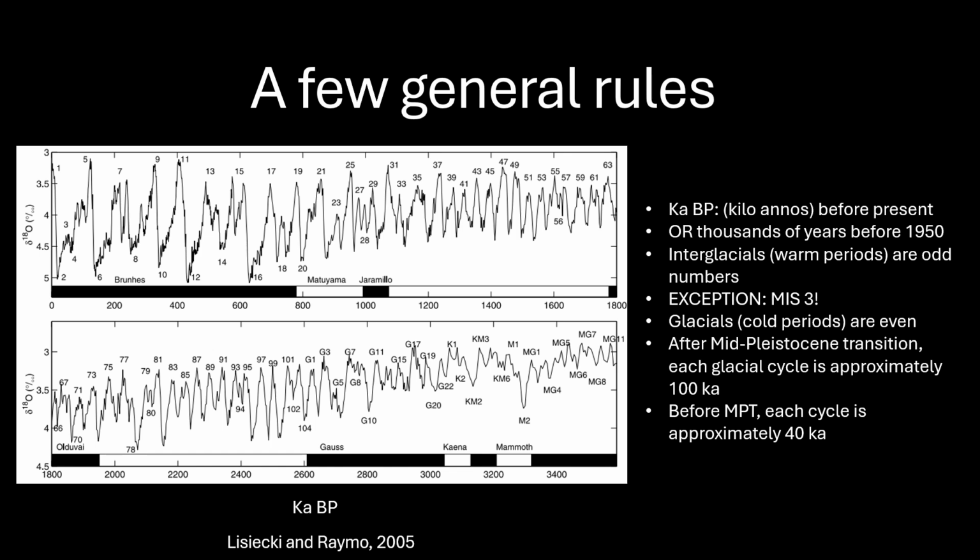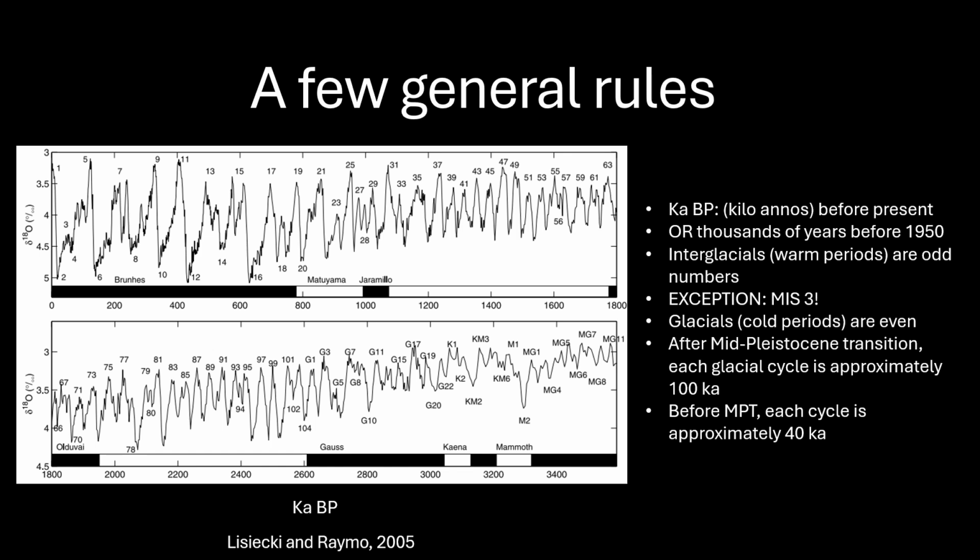So one of the first things to know about this is if you're not familiar with the phrase kaBP, it refers to thousands of years before present, which is one of the best ways to know when each stage is and to compare it against a timescale that might be more intuitive. So present will actually be defined as 1950 most of the time. That's the standard.